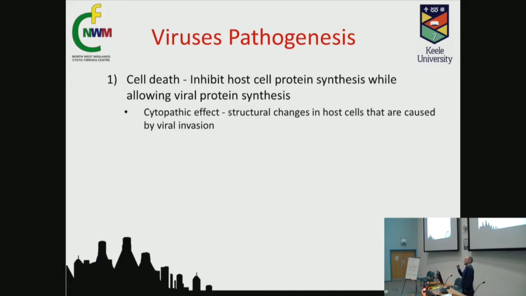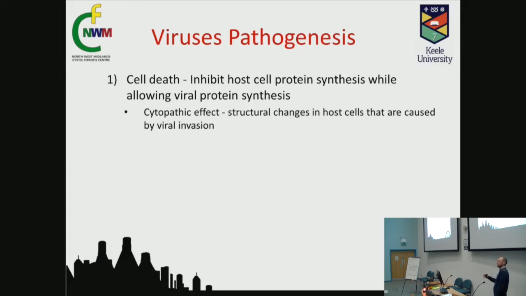Viral infection can have lots of different effects, and the different viruses can do many different things, and the effects that they have vary between the different viruses. So the most obvious thing that it does is when the virus infects the host cell, the cell can die, because although it will encourage or allow viral protein synthesis, it stops the cell producing its own proteins, and therefore the cell dies. And you may well see that effect.